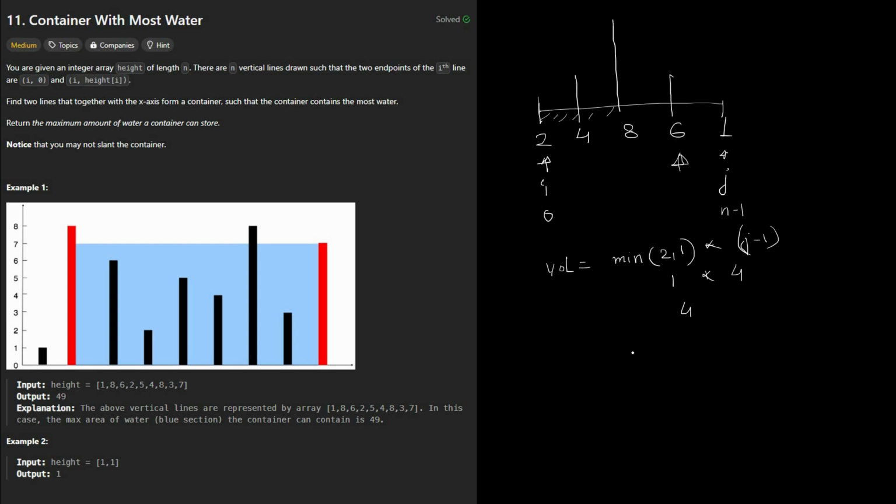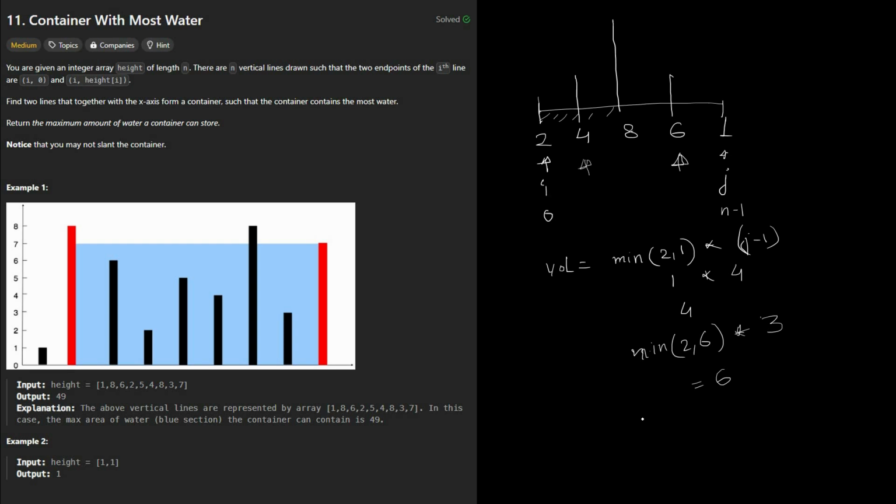Now similarly, the volume would be the minimum of 2 or 6 multiplied by j minus i. In this case, the value would be 3 minus 0, so it would be 2 multiplied by 3, which is 6. Now a question might arise: out of 2 and 6, which is smaller? Our 2 value is smaller, so you're incrementing the i value by 1.